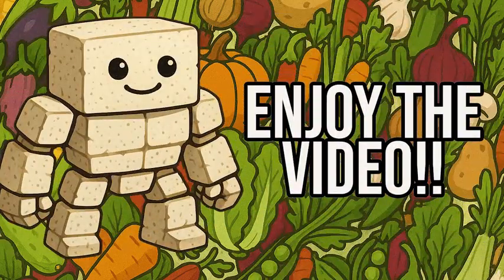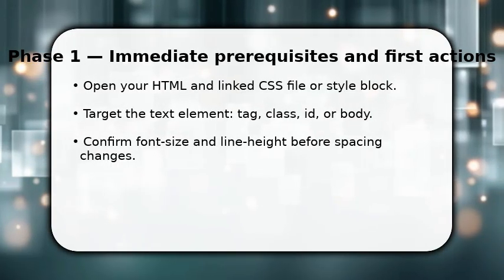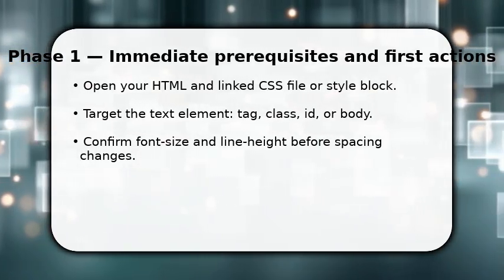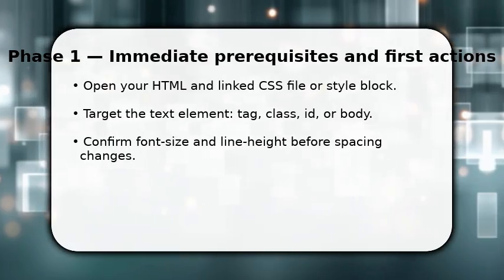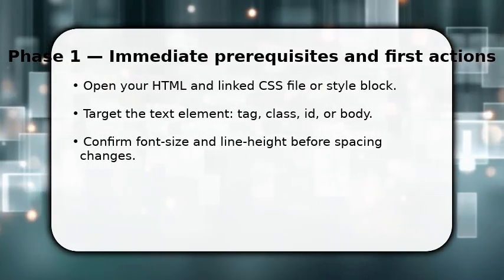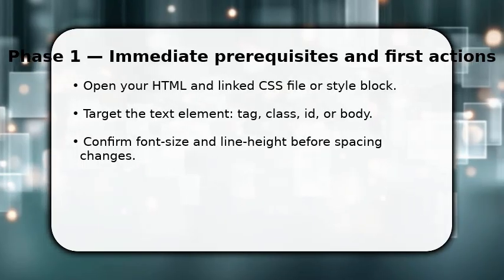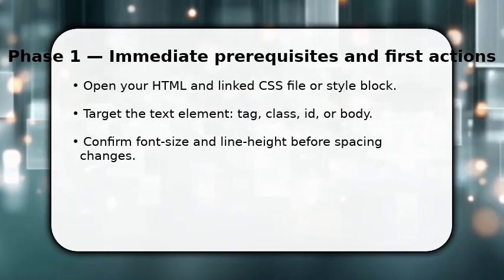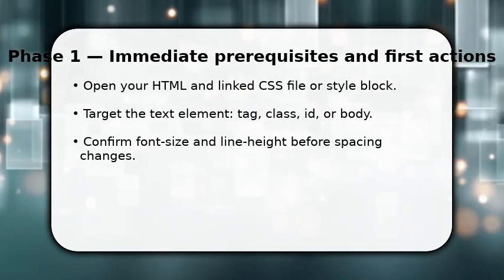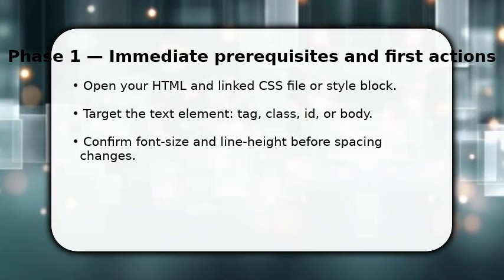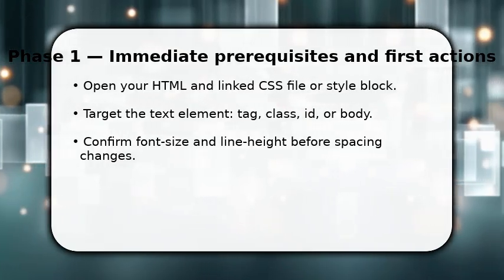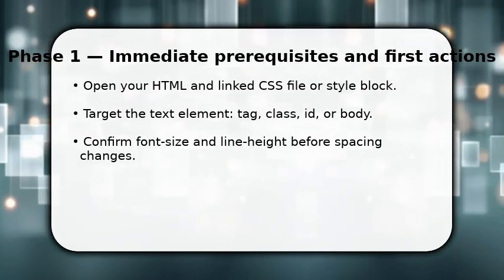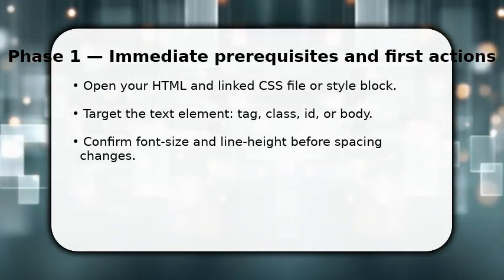Please enjoy the video. You start by opening the document and locating the element you want to change. This is not optional. Once you have the selector, add a rule in your CSS file or a style block. Then, declare the word spacing property on that selector and set an initial numeric value, for example 0.25. You do this because word spacing accepts CSS length units, em, rem, px, or percentage. Choosing units relative to font size keeps spacing consistent across sizes.